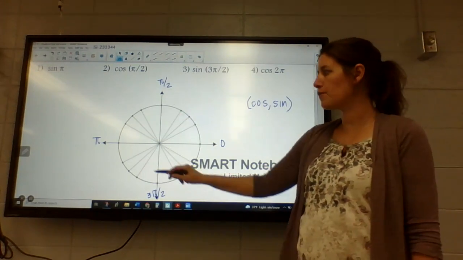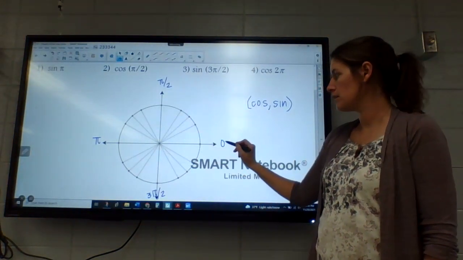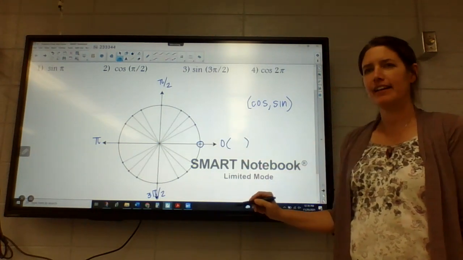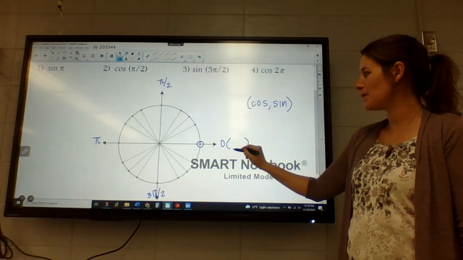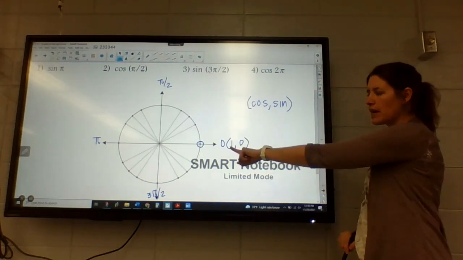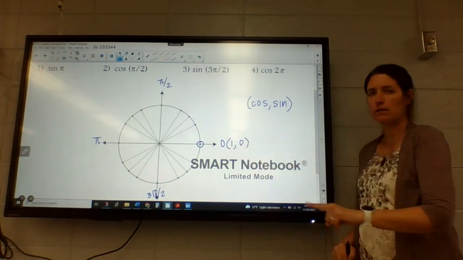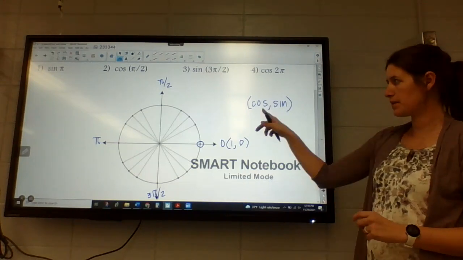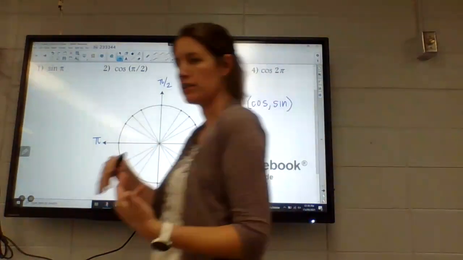The coordinates come from this unit circle. So all of these have a point. This point would be 1 comma 0. So the cosine would be 1, the sine would be 0. So it's like x and y. That's where you get your cosine and your sine from.